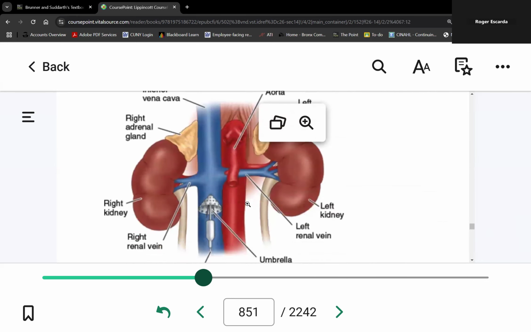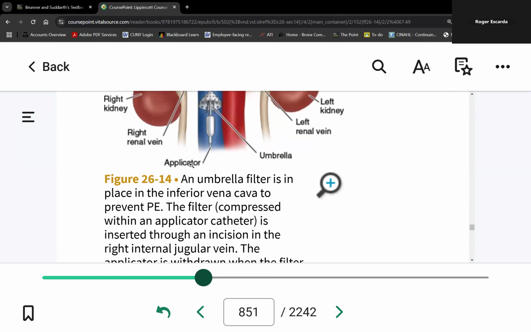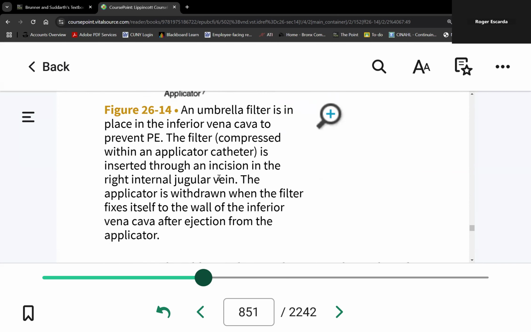Any questions? Okay, so here's what the filter looks like, in case you wonder. They may have this umbrella or it may be just sticks. There are different types. The green filter is just sticks. I don't know what this brand is. Not sure.